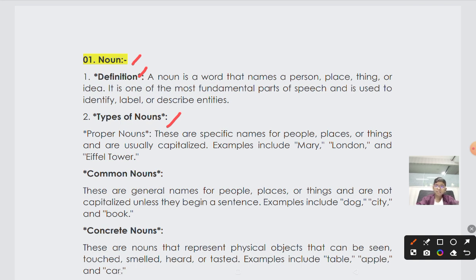So next comes the common nouns. These are general names for people, places, or things, and are not capitalized unless they begin a sentence. Examples include dog, city, happiness, and John.